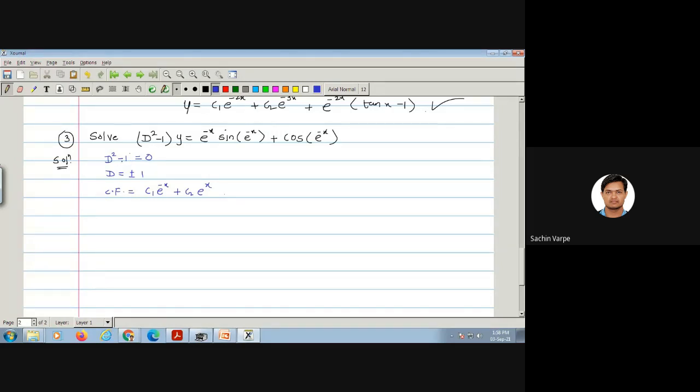So everyone, please do it fast. Particular integral.